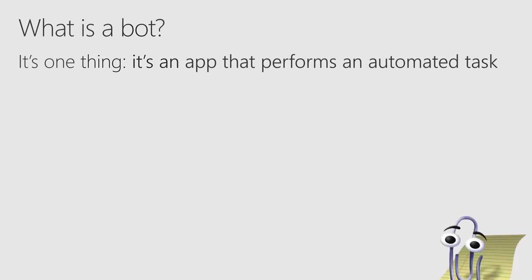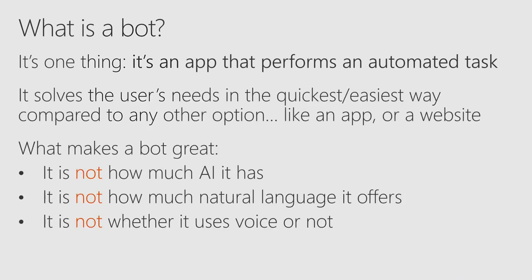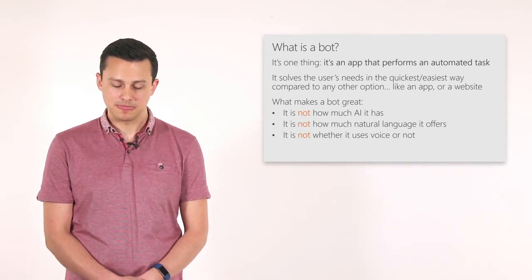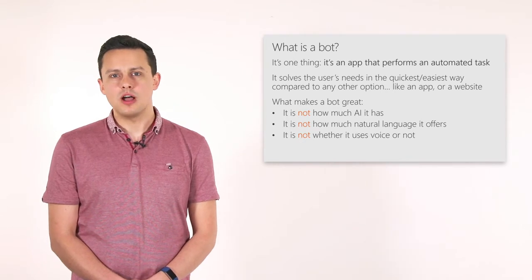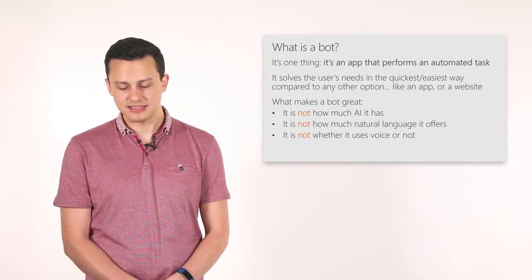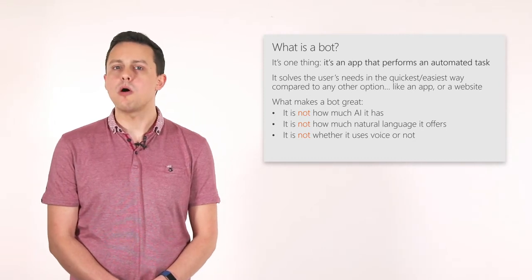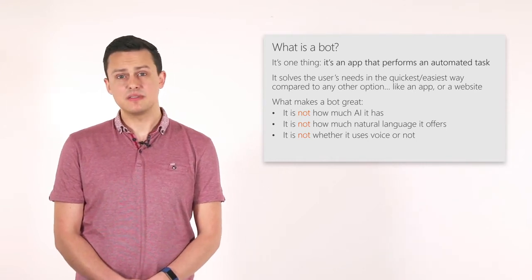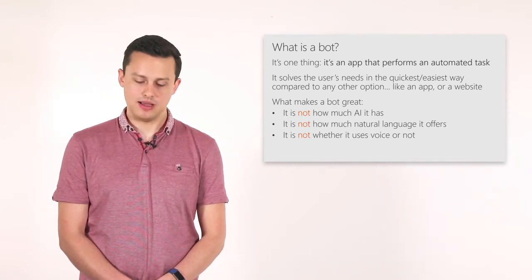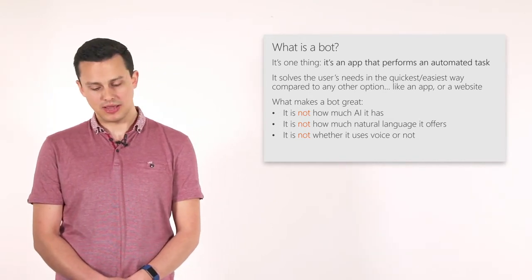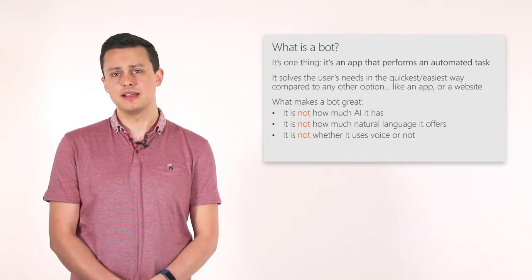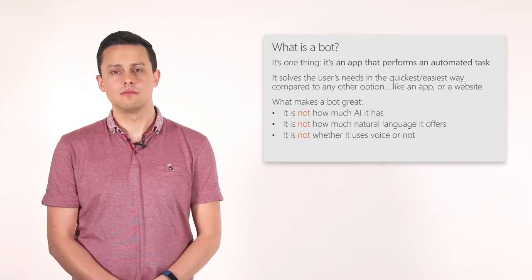So what fundamentally is a bot? Well, a bot is one thing. It's an app that performs an automated task. And one of the early bots we've already talked about, that's Clippy, the Microsoft Office assistant. It solves a user's requirement, a user's task, as quickly and simply as possible. So that means that bots are not going to be the right solution for every problem. A bot in and of itself doesn't actually require any kind of AI. It doesn't actually need to use natural language, and it certainly doesn't require voice. However, certainly these capabilities can make a bot potentially more attractive.